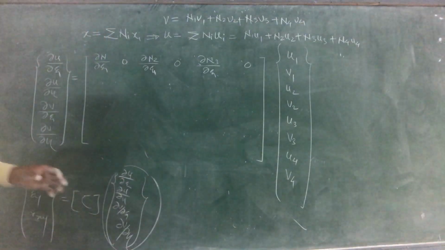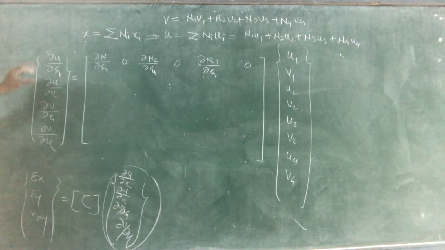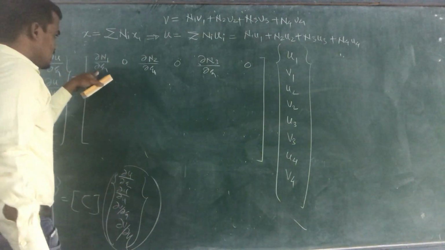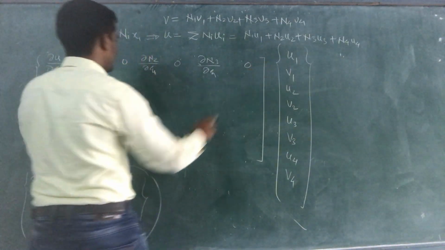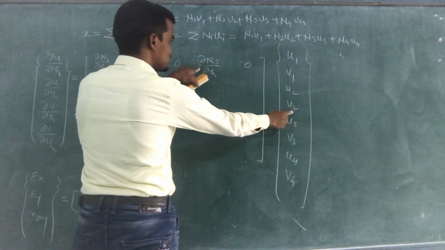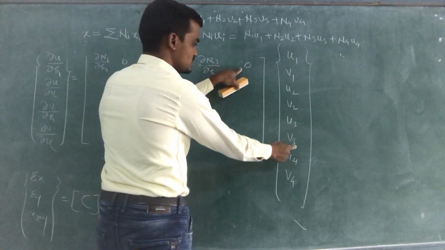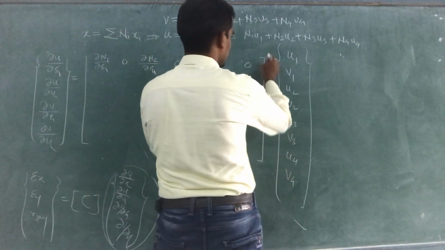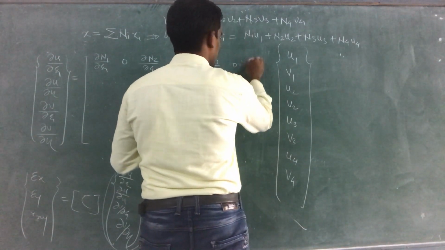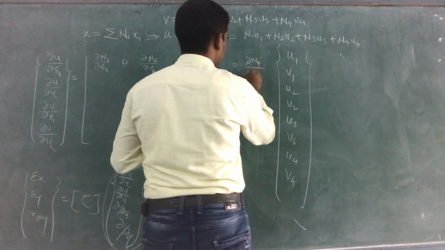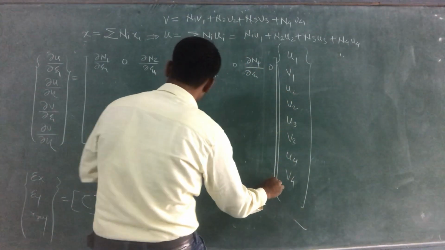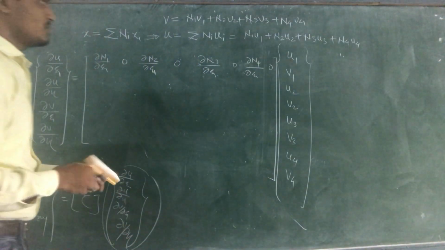I will just explain how I can write the first equation. So del u by del zeta is equal to del N1 by del zeta into u1 plus 0, plus del N2 by del zeta into u2 plus 0, plus del N3 by del zeta into u3 plus 0, plus del N4 by del zeta into u4 plus 0, and this is the matrix. Okay.